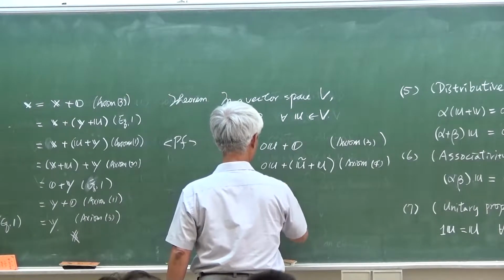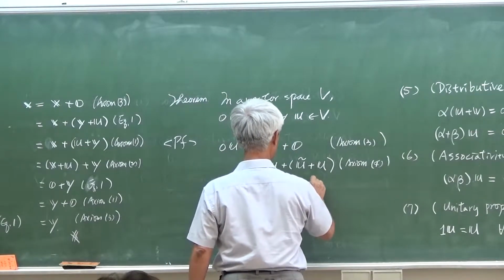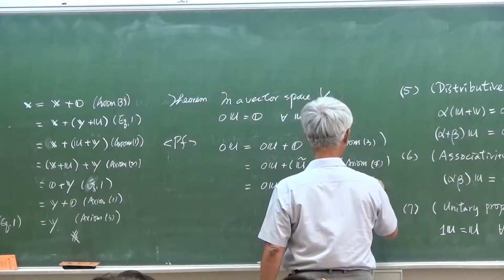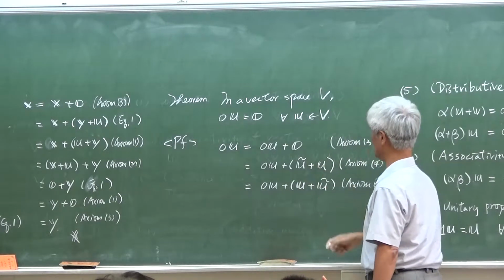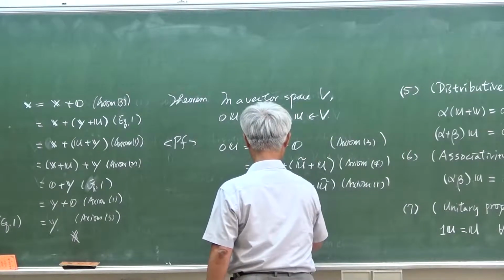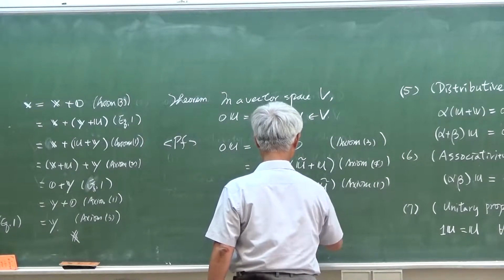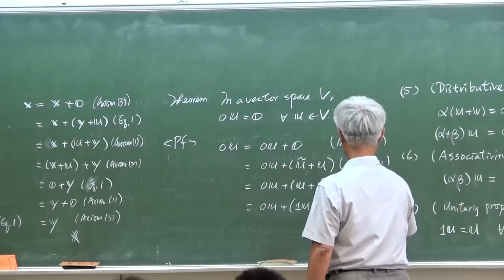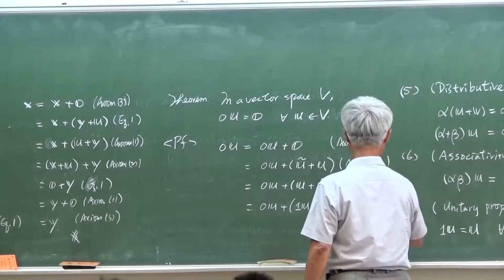I forget. Actually, I have to change the order of axiom 1. I'm sorry. 1u. And so this is axiom 7.